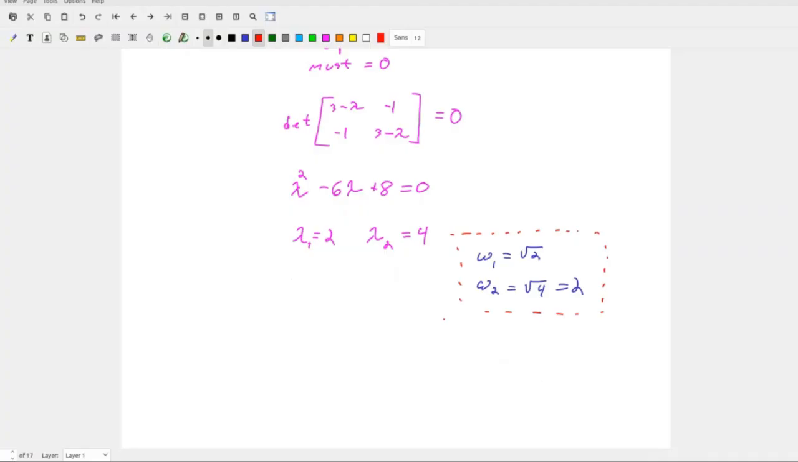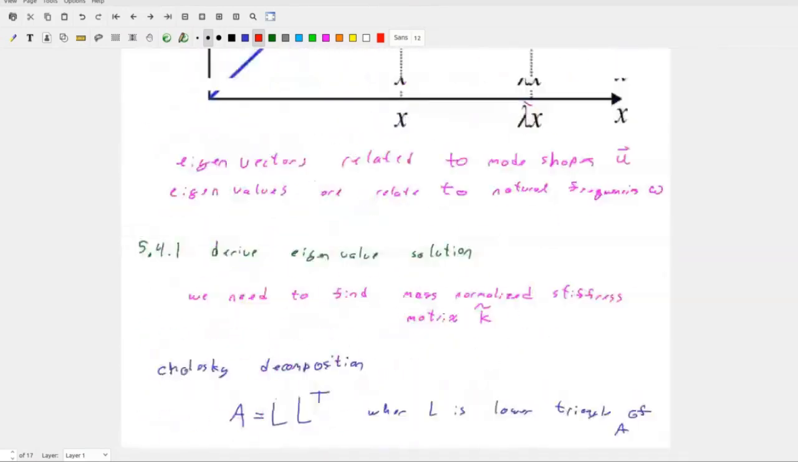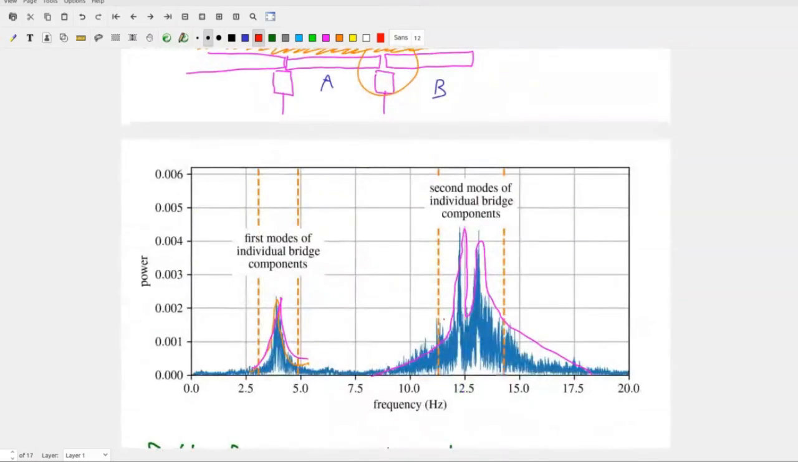Yes. So is omega 1 and omega 2 related to the individual masses for natural frequency? No? Okay. So omega 1 is the first natural frequency of the system, and omega 2 is the second natural frequency of the system. And each mass oscillates at a combination of the two. Omega 1 would be the frequency that the first mode shape oscillates at, and omega 2 would be the frequency that the second mode shape oscillates at.